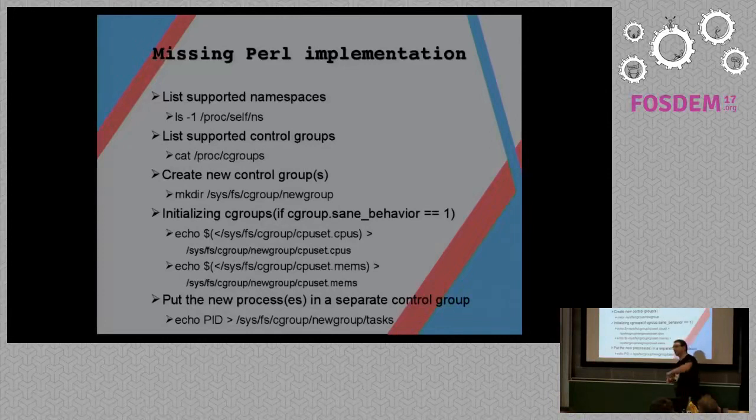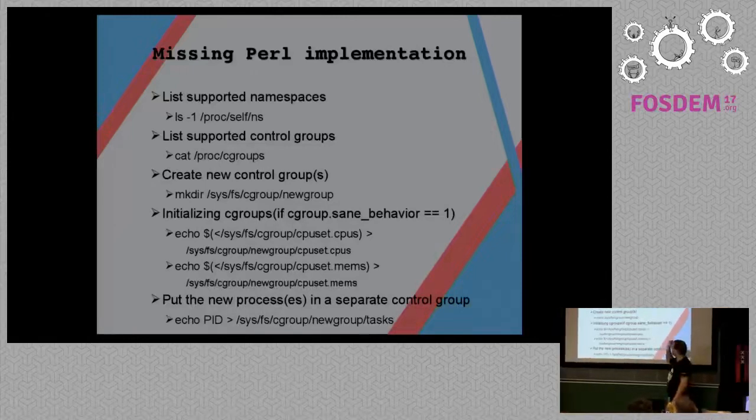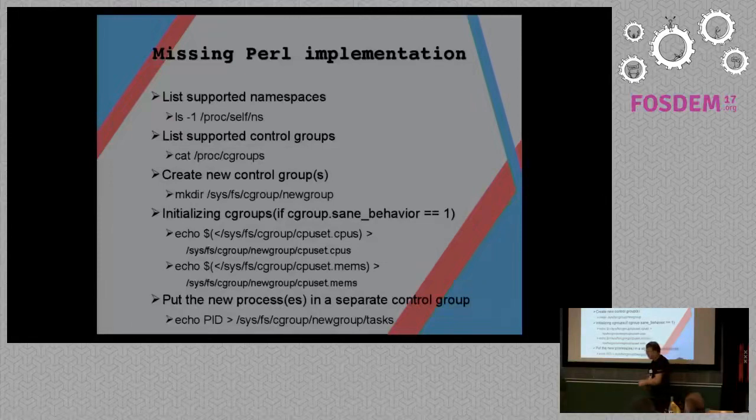Also, if you want to see what control groups you support, there are cpuset, cpu, memory, block I/O, network classid, and a lot more. If you want to see what the current kernel supports, you have to open this file. In the Linux cgroup module, you simply call cgroup list, and it tells you now what control groups you currently have.